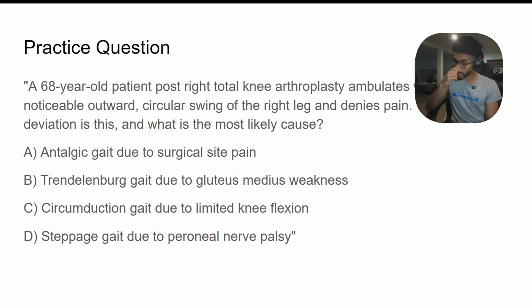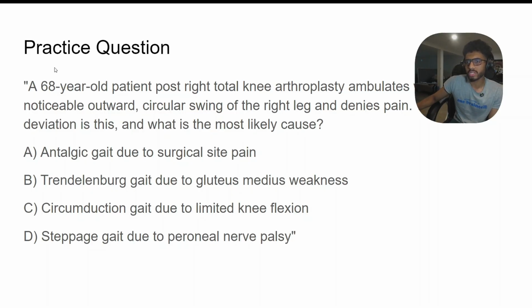So now we are going to do a more practical question. NPT questions will be more like this instead of straightforward questions. So let's look at that. A 68-year-old patient post right total knee arthroplasty ambulates with a noticeable outward circular swing of the right leg and denies pain. Which gait deviation is this? What is the most likely cause?